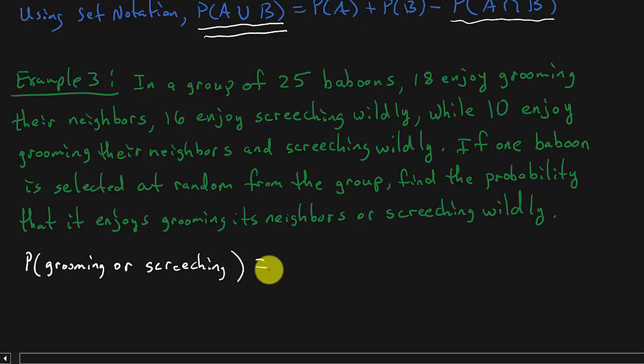So that's the probability grooming plus the probability screeching. I'll tell you what, I'm going to do this. The probability grooming plus the probability screeching. Instead of writing the words out, I'm just going to write the first letter, because I'll run out of room over here. Minus the probability grooming and screeching wildly. Okay.